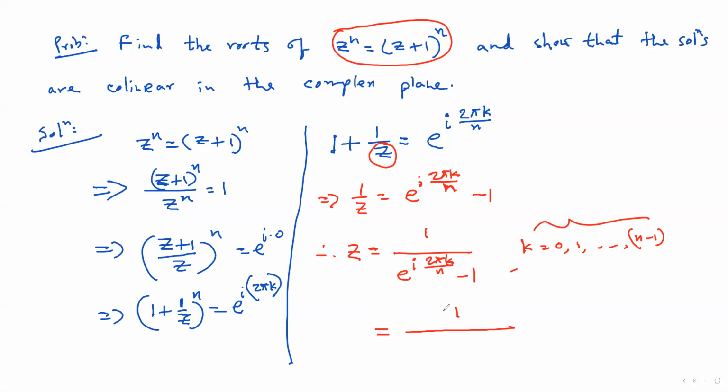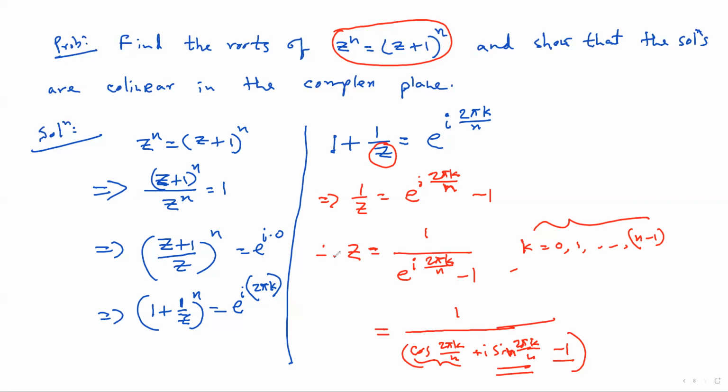I want to convert this into the Cartesian form, but to do that, my initial plan was writing cos 2 pi k by n plus I sine 2 pi k by n minus 1 in the denominator. Then the real part is cos 2 pi k by n minus 1. The imaginary part is I sine 2 pi k by n. So multiplication by conjugate would eventually give us the final result in a plus ib form.